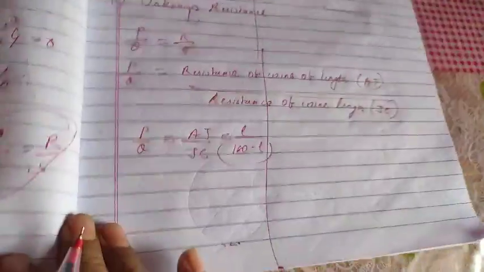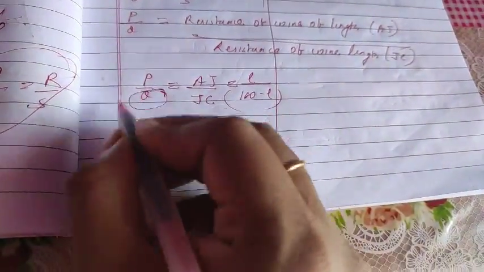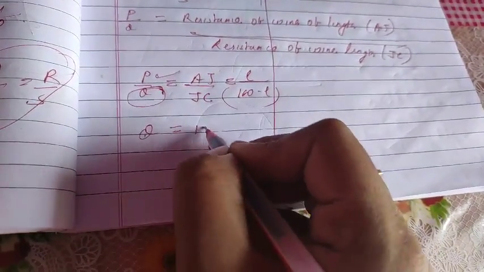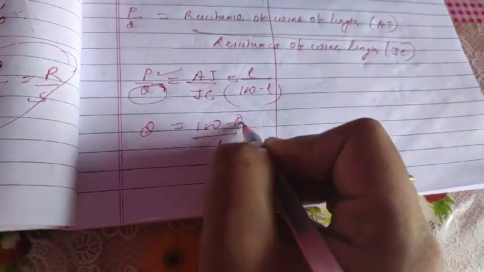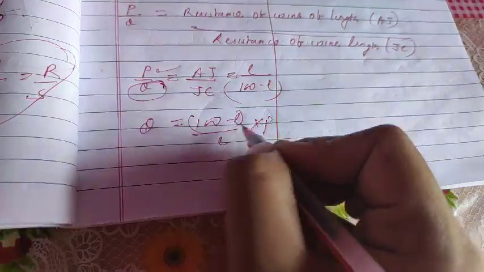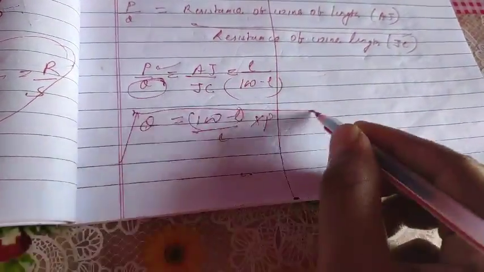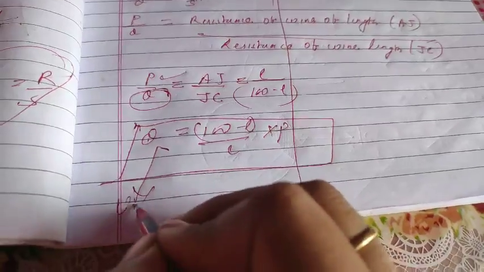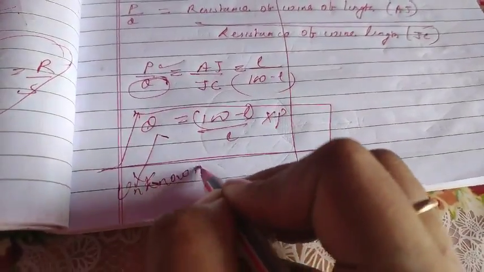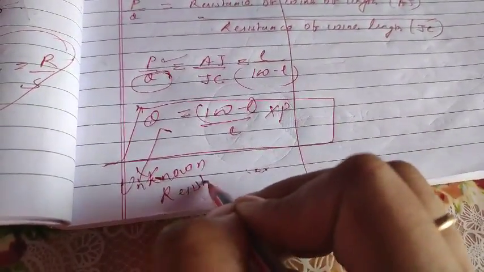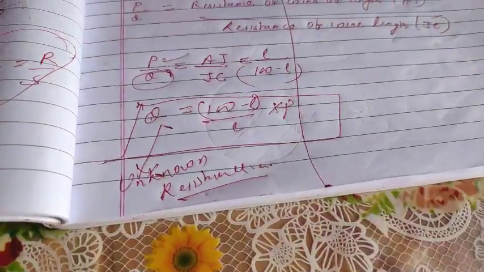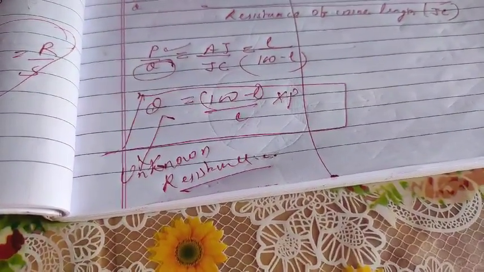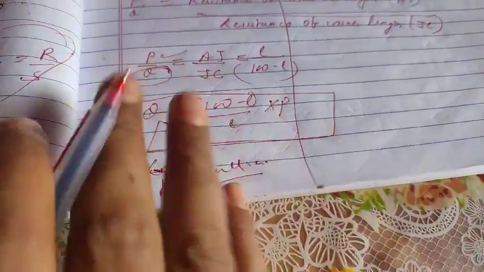Clear to you? So here suppose Q is the unknown resistance, student. The P value you know. So Q is equal to (100 minus L) by L into P. So this is the value of the unknown resistance. So Q is the unknown resistance in a Wheatstone bridge. You have to find out the unknown resistance of our Wheatstone bridge. Clear to you? So this is the first aim.